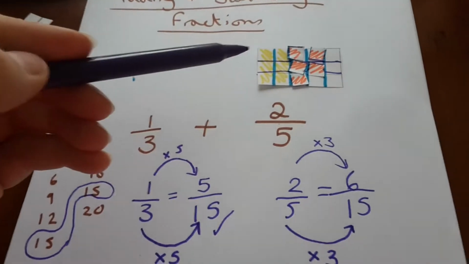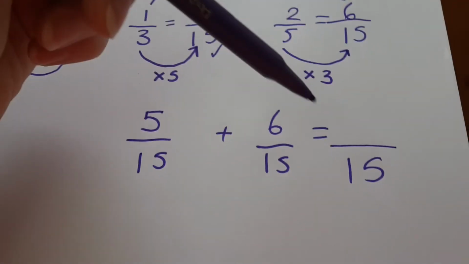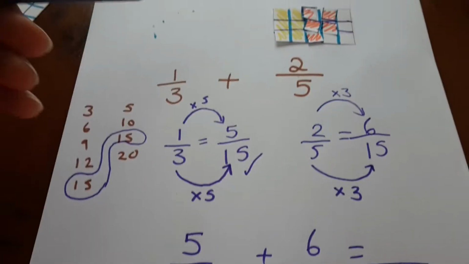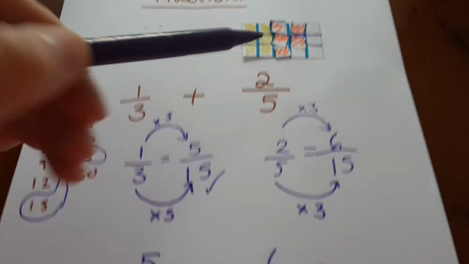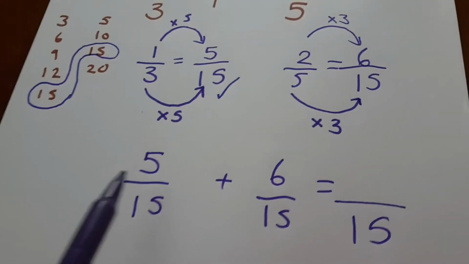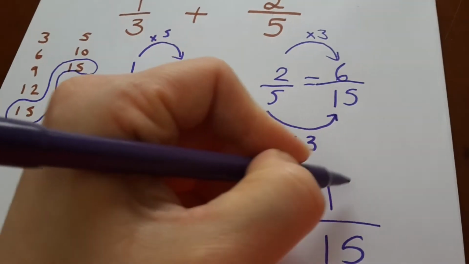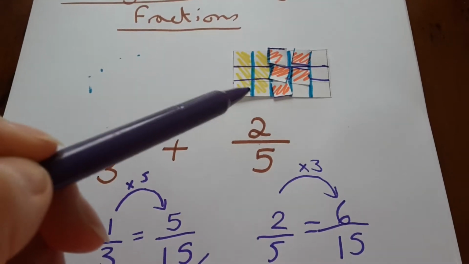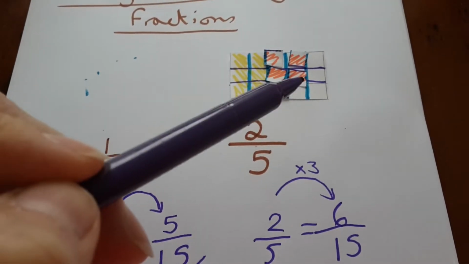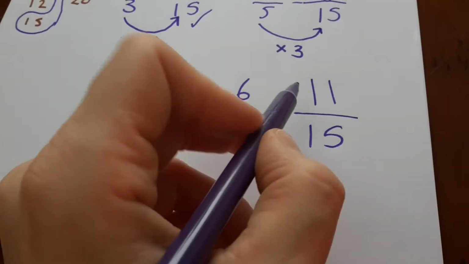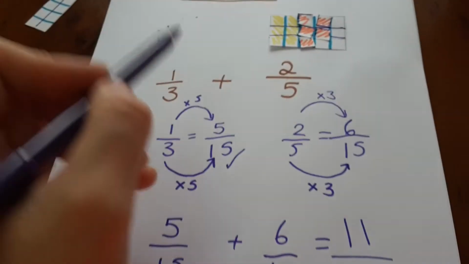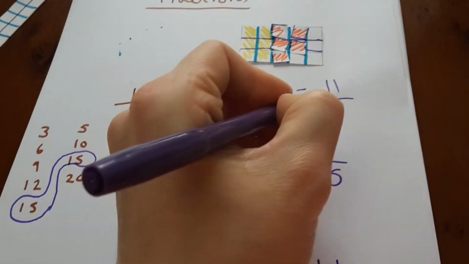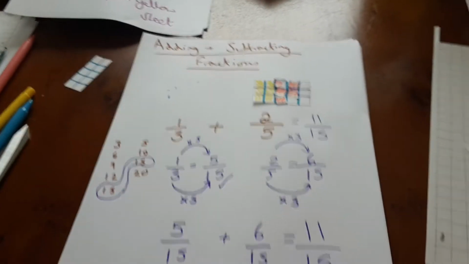We haven't cut our cakes into 30 pieces. We've cut them in 15 pieces, and then we've placed some of the 15ths from this cake onto the top of this cake. So 5 plus 6 made 11, and look, as I said before, we've got 1, 2, 3, 4, 5, 6, 7, 8, 9, 10, 11 pieces. So 11 15ths is the answer to 1/3 plus 2/5. And that's how it's done.